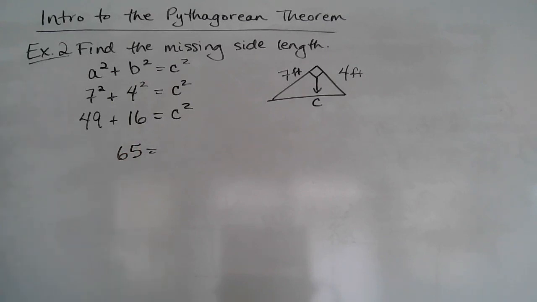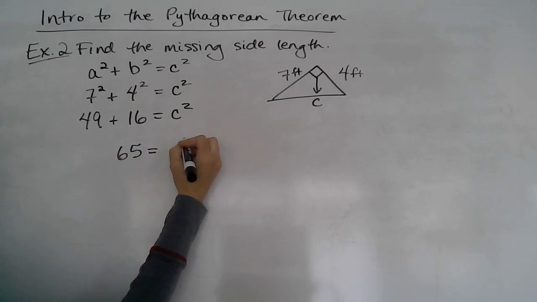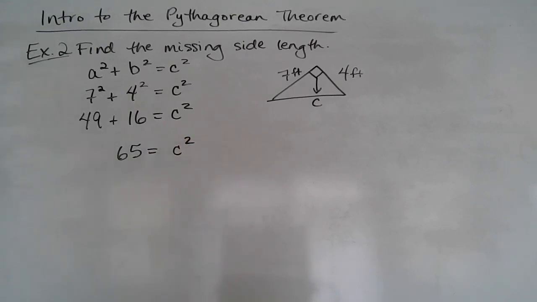Now, what makes this one different than our last example was that when we added a squared plus b squared, we got a nice number that happens to be a perfect square. 100 was a perfect square. 65 is not a perfect square. So we are not going to get a nice integer as our answer. We're going to get either a decimal value, or we could leave it as a square root. So it depends on what the directions say, and I intentionally did not include directions as far as that goes, just so I could show you both possibilities.